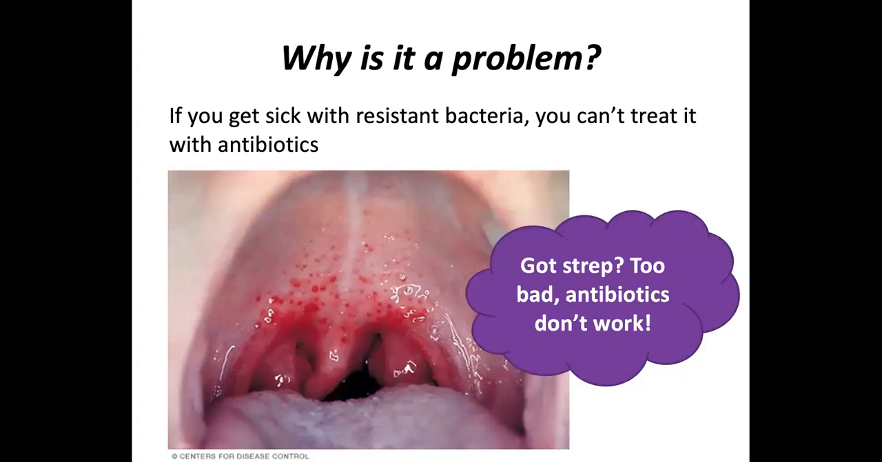So the reason that this is a problem, which I've already touched on, okay, is that if you get sick with resistant bacteria, you're eventually not going to be able to treat it with antibiotics because you built up that resistance. Okay, so now it's not going to work anymore.